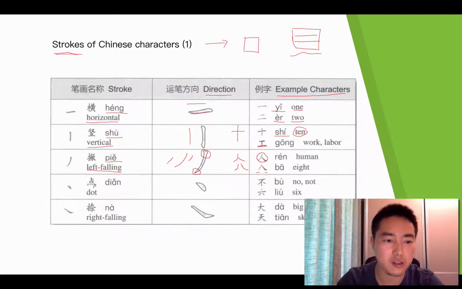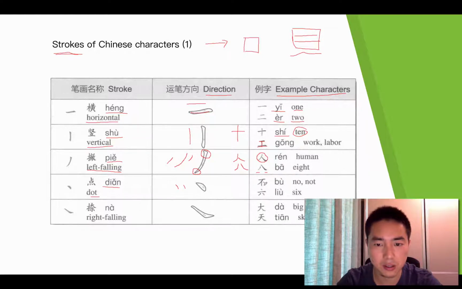Okay, the next stroke is called 点 or dot. It's just a dot. You can write it like this. A dot like this. So here's the character. You can see there is a dot here. It is called 不, means not. The next one, there are 2 dots actually. The first dot is here. The second dot is here. So it is 6, called 六 in Chinese, like this.